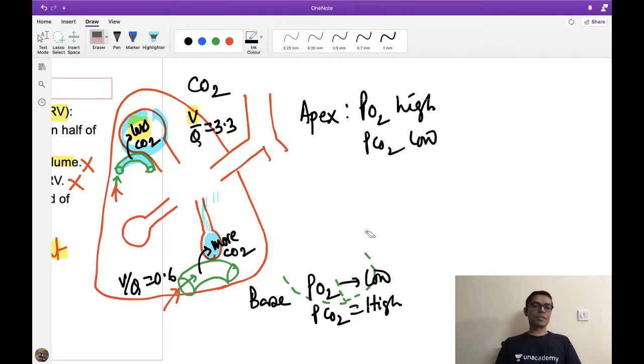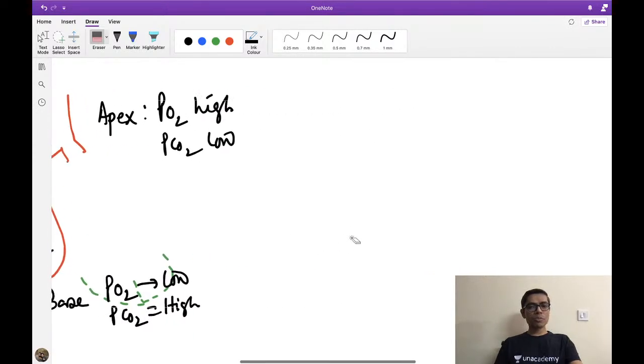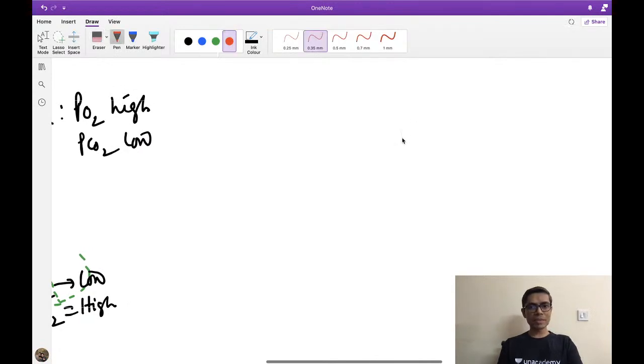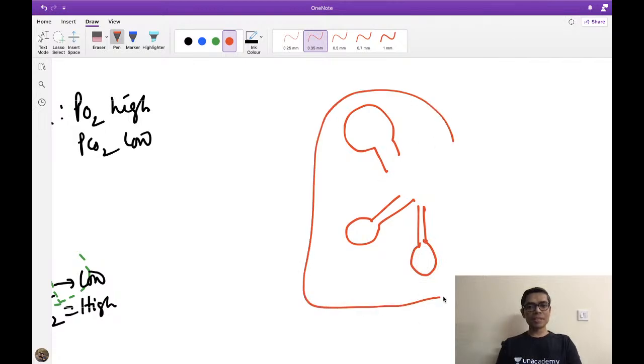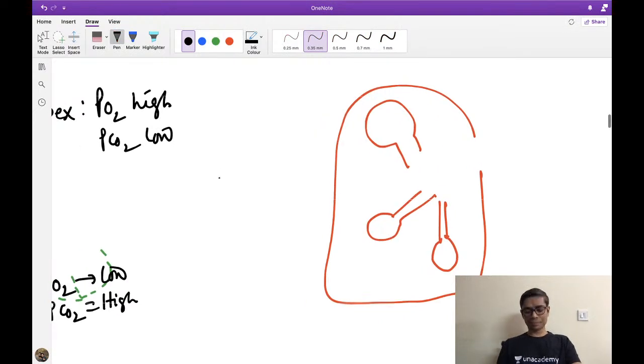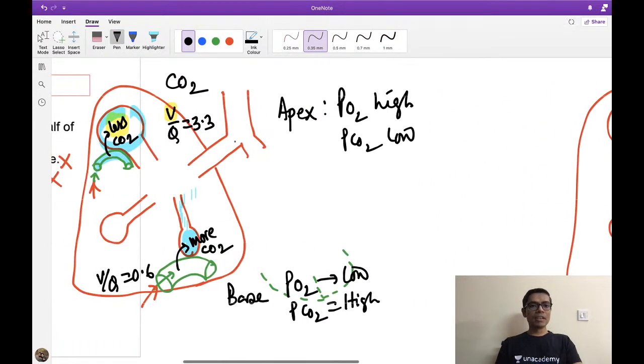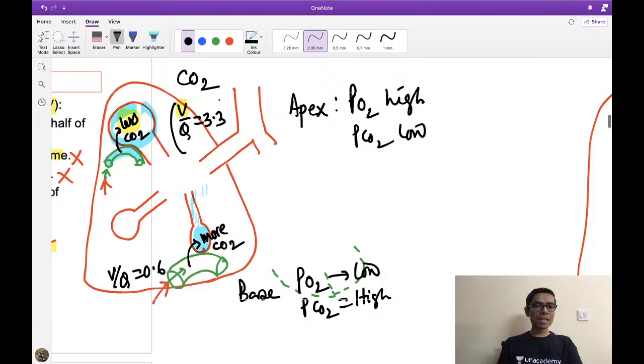Okay, now second thing. Now you are doing a forceful expiration. So now I am drawing the same type of diagram. This is apical alveoli, this is middle part alveoli, this is basal alveoli. Now the person is doing a forceful expiration. Oxygen should be higher at the apex, because ventilation perfusion ratio is more in the apex.